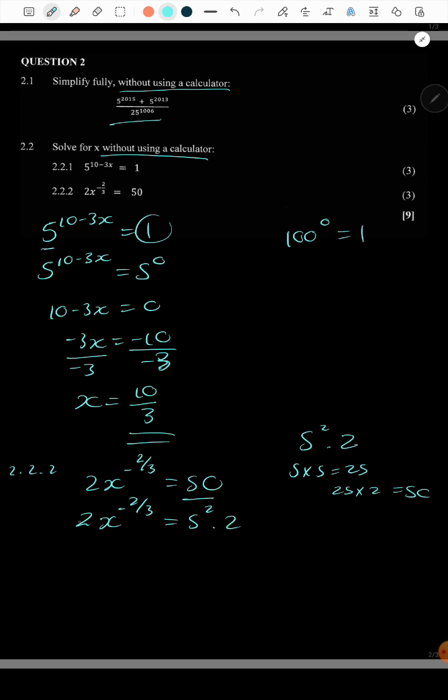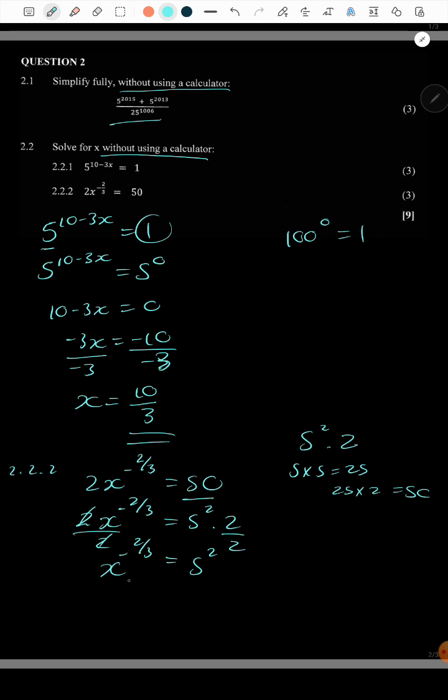And then from here I divide both sides by 2, and the 2 cancels. We are left with x to the power negative 2 over 3, which is equal to 5 to the power 2. And 5 to the power 2, remember, is the same as 25. And then now how can we write this?